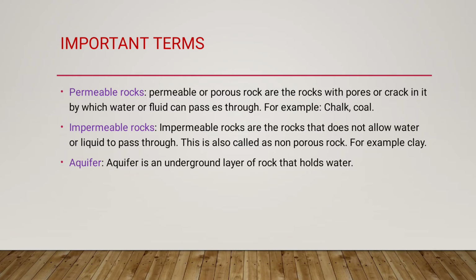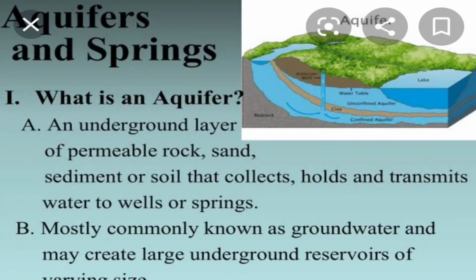Permeable rock or porous rock are the rocks with pores or cracks in them by which water or fluid can pass through. For example, chalk, coal, sandstone. And impermeable rocks are the rocks that do not allow water or liquid to pass through. This is also called non-porous rock. For example, clay. An aquifer is an underground layer of rock that holds water. What is an aquifer? An underground layer of permeable rock, sand, sediment or soil that collects, holds and transmits water to wells. That holds water. This is aquifer.